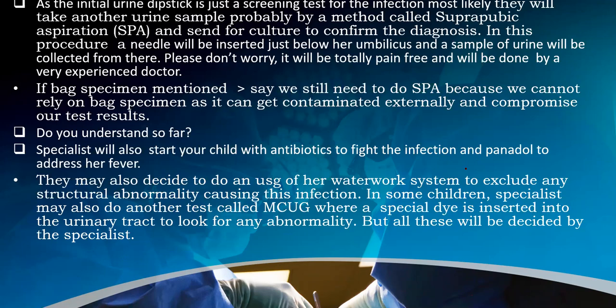So you would say, as the initial urine dipstick is just a screening test for the infection, most likely in the hospital, they might take another urine sample, probably by a method called suprapubic aspiration, and send the urine for culture to confirm the diagnosis. In this procedure, a needle will be inserted just below her umbilicus and a sample of urine will be collected from there. Please don't worry, it will be totally pain-free and will be done by a very experienced doctor. Always give some hope to the patient.